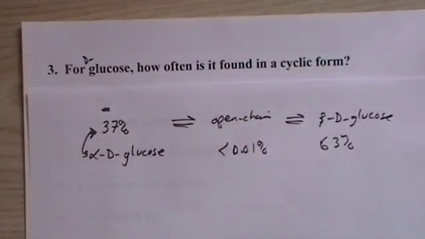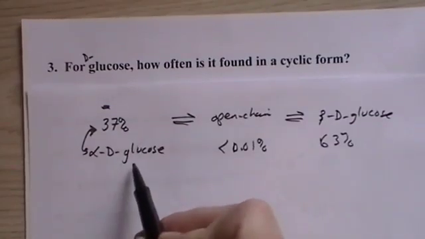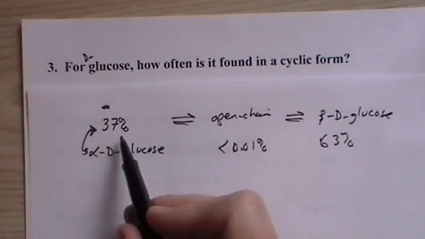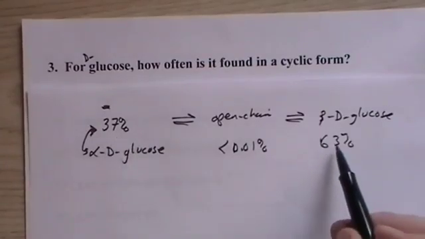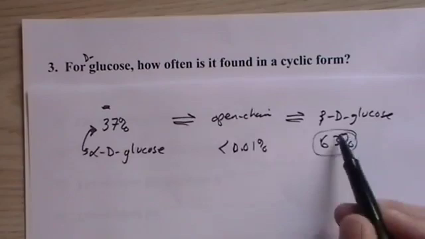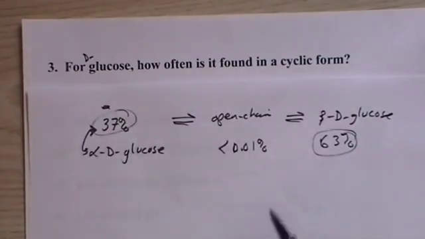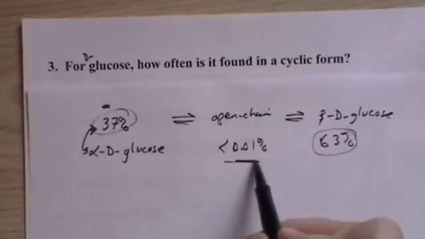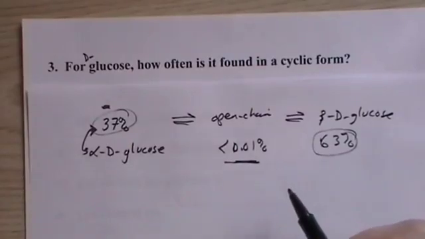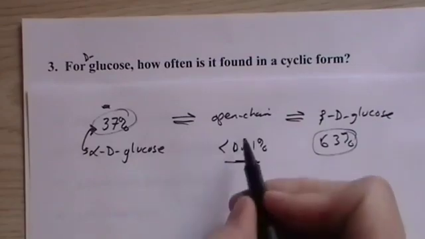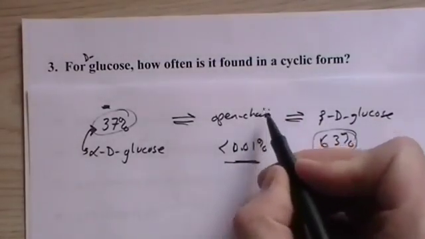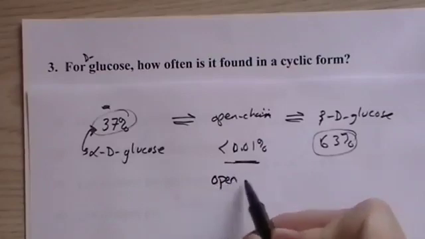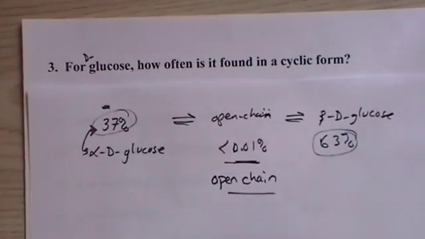It doesn't really matter, but how often is it found in the cyclic form? Alpha D-glucose is found 37% of the time. Beta D-glucose is found 63% of the time. That adds up to 100 because the open chain is less than 0.01%. And that's why we study these ring structures, because that's how they're normally found. The only time they're really in the open chain form is as they're switching from one ring formation to the other.